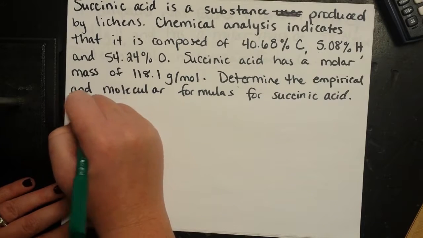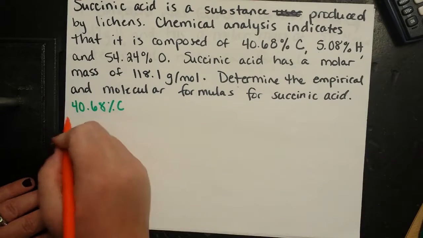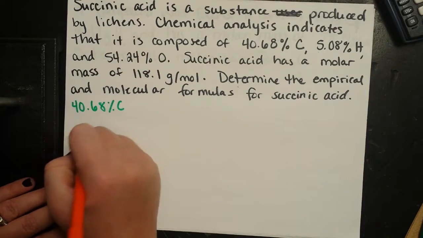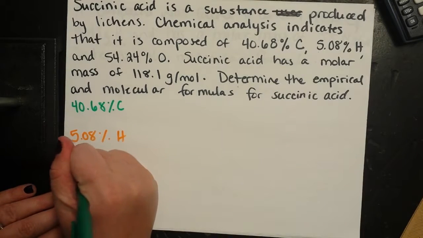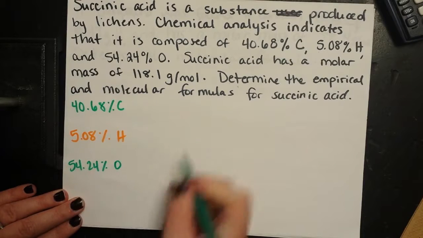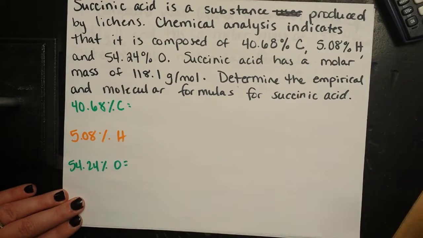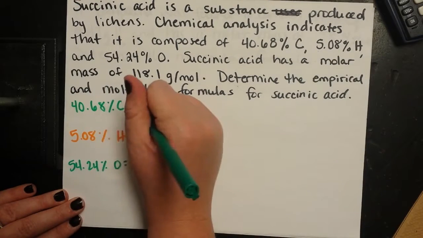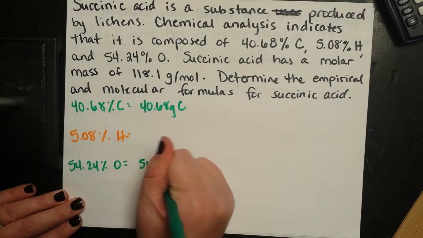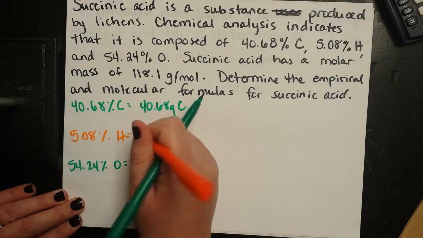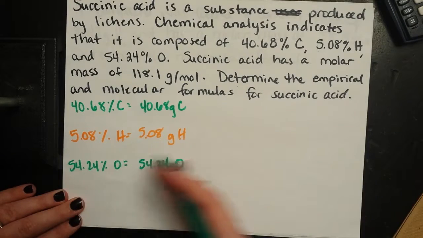All right, take the 40.68% carbon, 5.08% hydrogen, and 54.24% oxygen. Go ahead and convert all of those into grams first. So we get 40.68 grams of carbon, 54.24 grams of oxygen, and 5.08 grams of hydrogen. We can convert them all to moles.